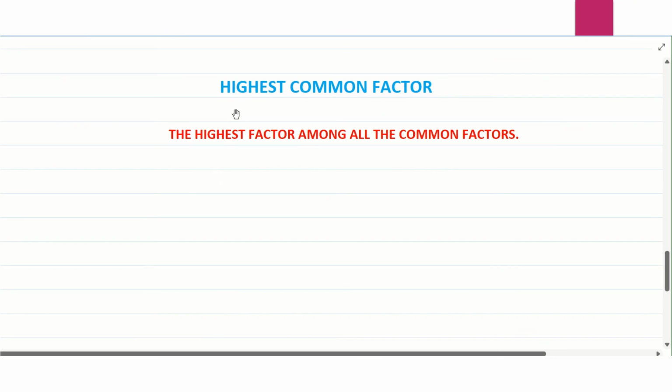Now let's understand the meaning of highest common factor. So highest common factor is the highest factor among all the common factors. Let me make it clear through an example.